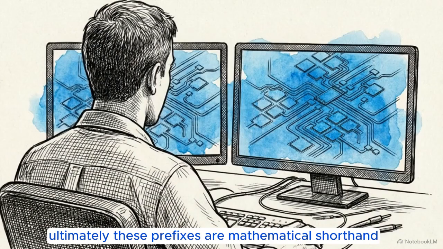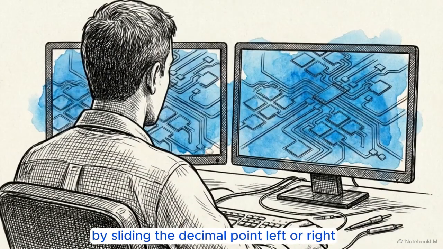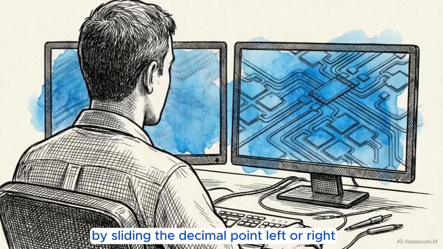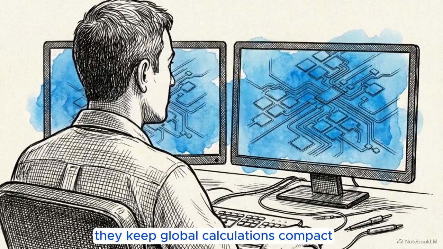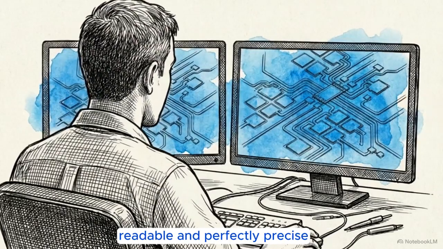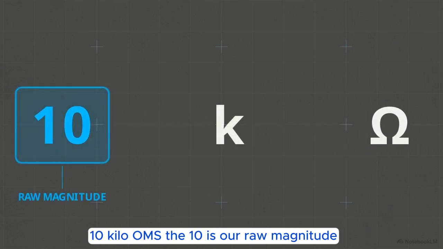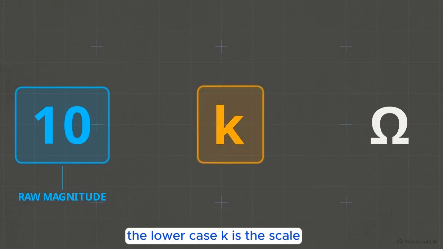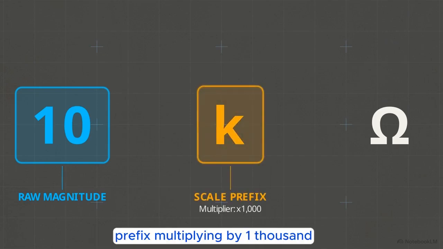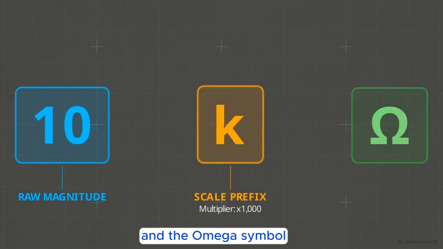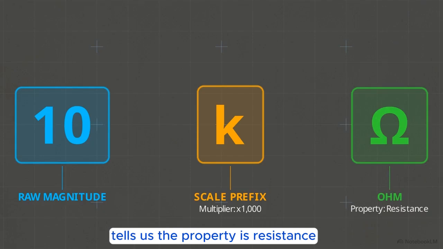Ultimately, these prefixes are mathematical shorthand. By sliding the decimal point left or right, they keep global calculations compact, readable, and perfectly precise. Combined on a real-world schematic, we get a complete measurement like this: 10 kiloohms. The 10 is our raw magnitude. The lowercase k is the scale prefix, multiplying by 1,000, and the omega symbol tells us the property is resistance.